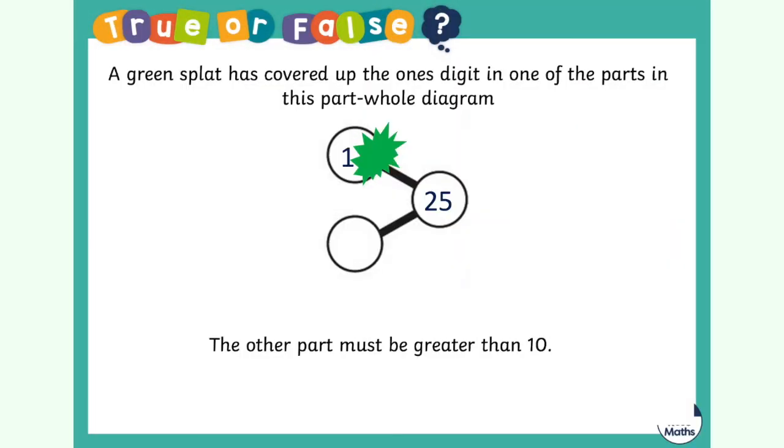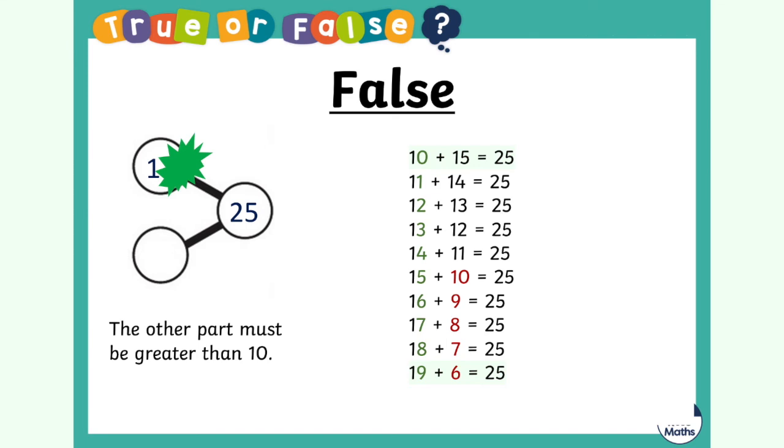How did you find it today? Let's talk about the answer. It is, in fact, false. Let me explain to you how you can work this out. Because we don't know how many ones are here, we need to work out all the different possibilities that could be under this splat. It could be any number from 0 ones to 9 ones. Here are all the possible numbers it could be. If it was a 0, the part would be 10, all the way through to if it was 9, and the part would be 19.